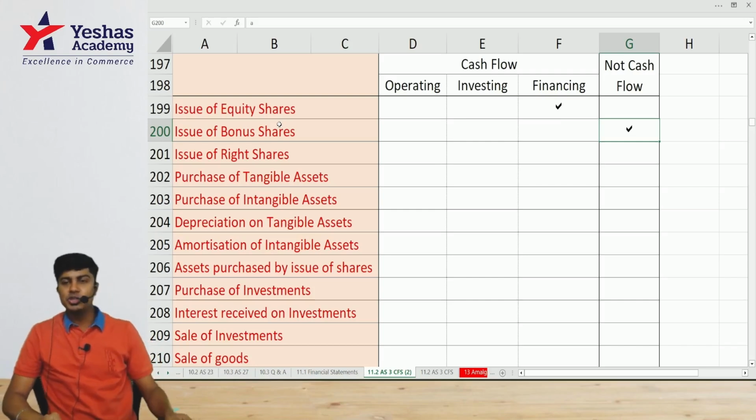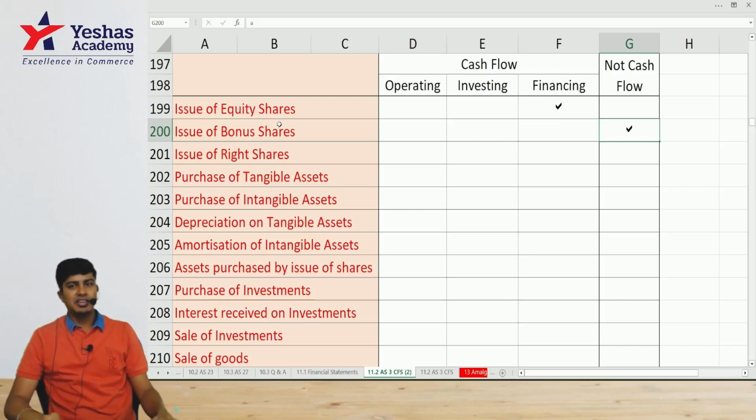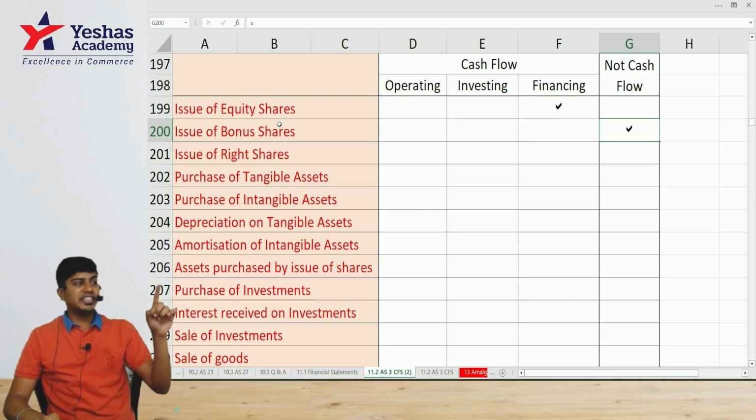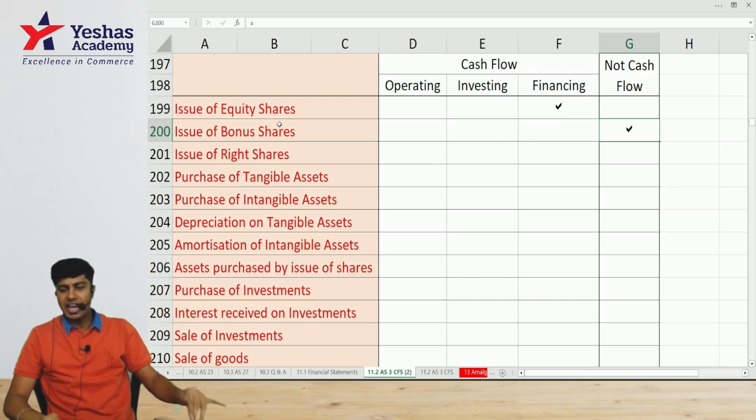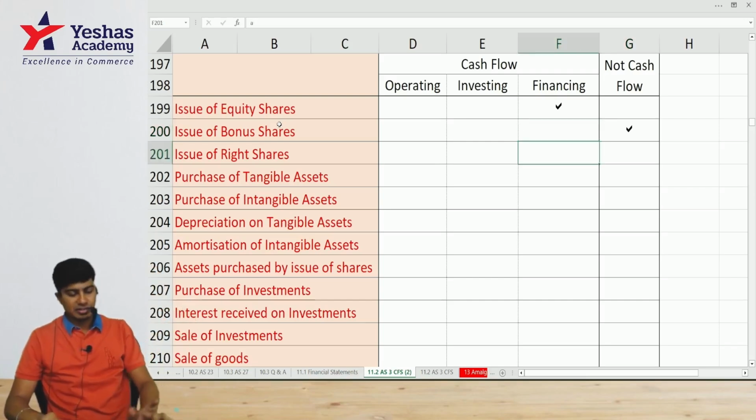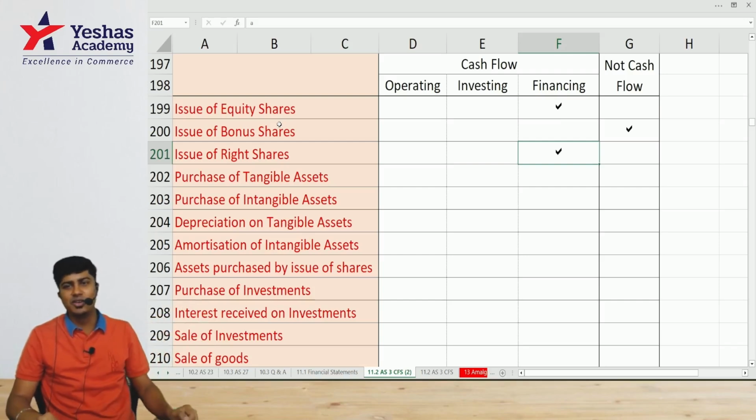How about issue of right shares? It is issue of shares for cash, but slightly lesser than normal price. But still it is issue of shares for cash. Operating, investing, financing. Sir, what about left issue? Right issue is issue of shares to existing shareholders.